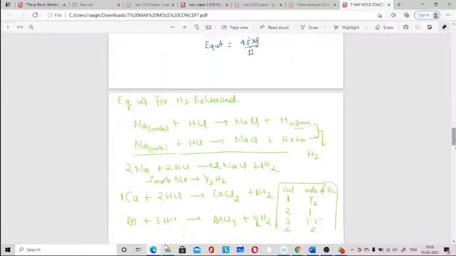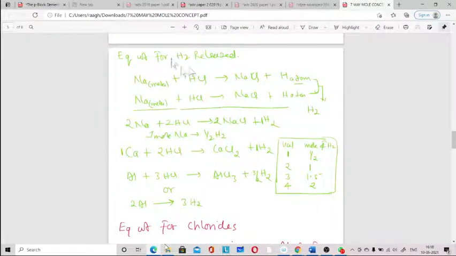Then the equivalent weight from the hydrogen released. When any metal reacts with acid, it releases hydrogen. So I correlated the moles of hydrogen gas released with the valency of the metal. This you have to remember.